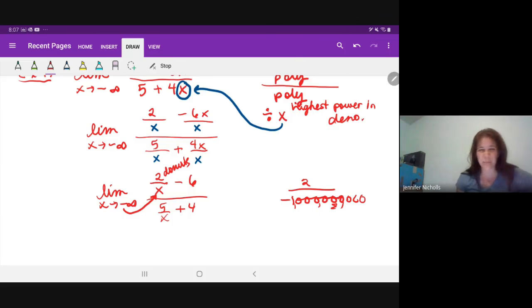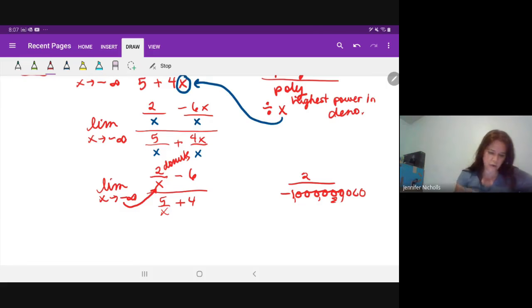So you can kind of pull the negative out in the front. The negative is not really important on these. There's some questions where it might turn out to be important, but mostly not. Okay, so 2 over infinity is 0. Negative 6 is just negative 6. 5 over infinity is 0.